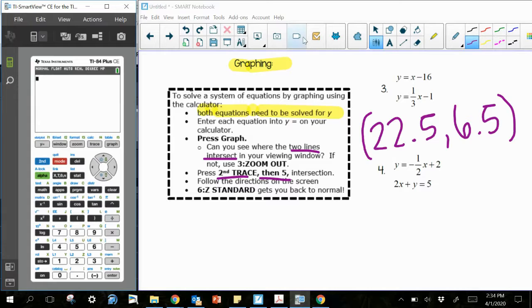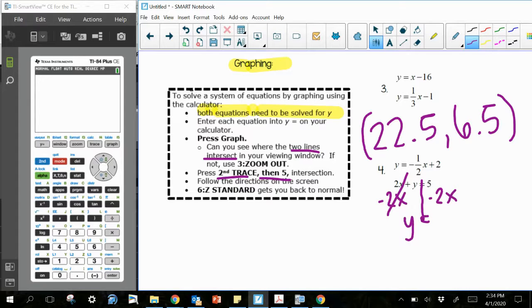For problem number 4, our first equation is ready to go, y equals, but the second equation is not. So I'm still going to do graphing since the first one's in y equals, and this one's going to be easy to solve for y. So I'm going to make my fence, and I need to move the 2x to the other side. So it is a positive 2x, so what I'm going to do is subtract 2x from both sides. Cancel out, so I have y equals.